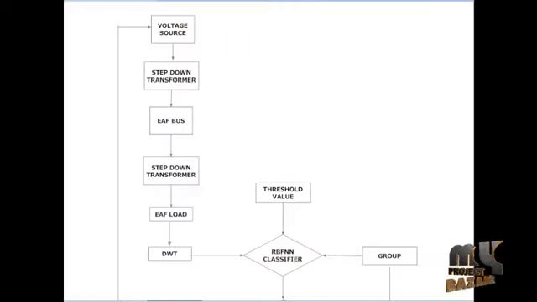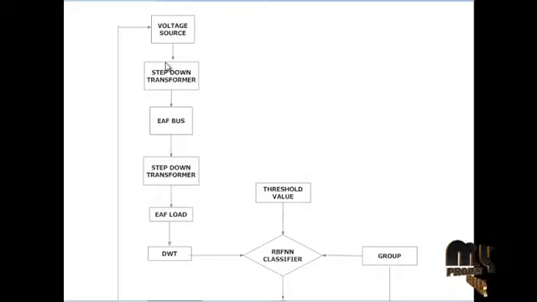Now I will explain the flow diagram of our proposed system. In this flow diagram, the voltage source to load is designed in a Simulink model, and the DWT result is done in signal processing. First, the voltage source. The voltage source is a 3-phase voltage source. It is 160 kilovolt and 50 Hz frequency.